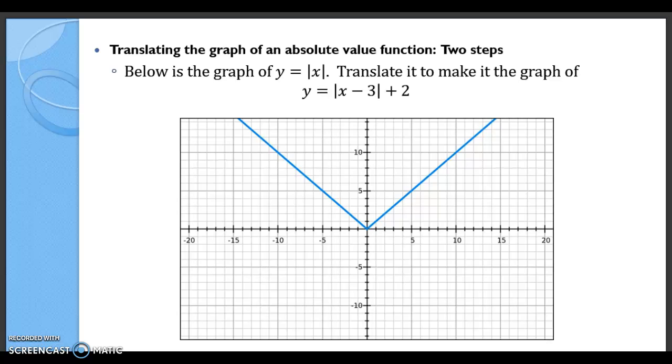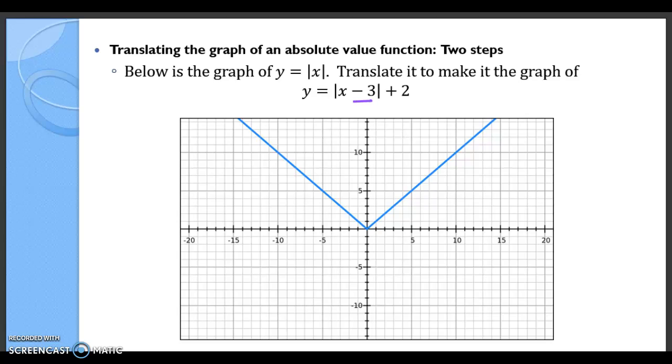Hey everybody! In this video we're going to talk about translating the graph of an absolute value function in 2 steps. So below we're given the graph of y equals absolute value of x. We want to translate it to make the graph of y equals absolute value of x minus 3 plus 2. So what are we going to do?